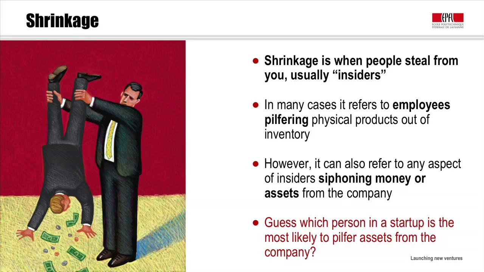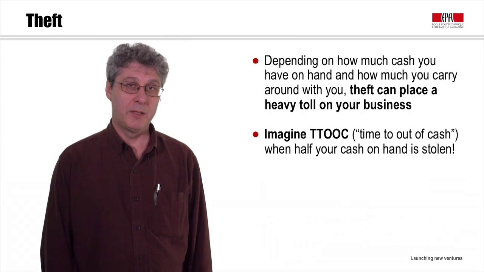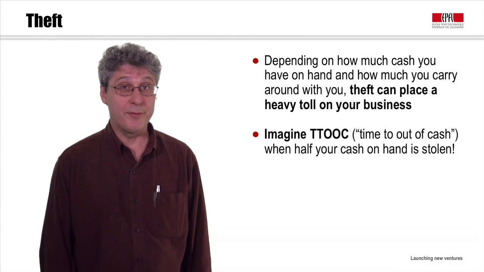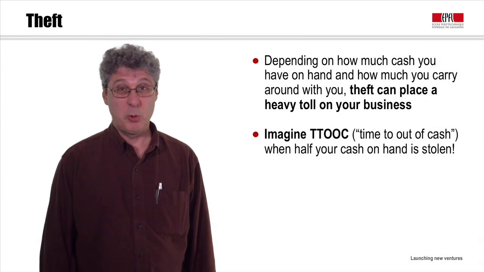The founder has access, especially in the initial stages, and the founder is actually touching the money of the company as it comes in, and therefore it's often thought that founders are highly likely to be the prime suspects when it comes to shrinkage. So theft, let's talk a little bit about theft quickly.